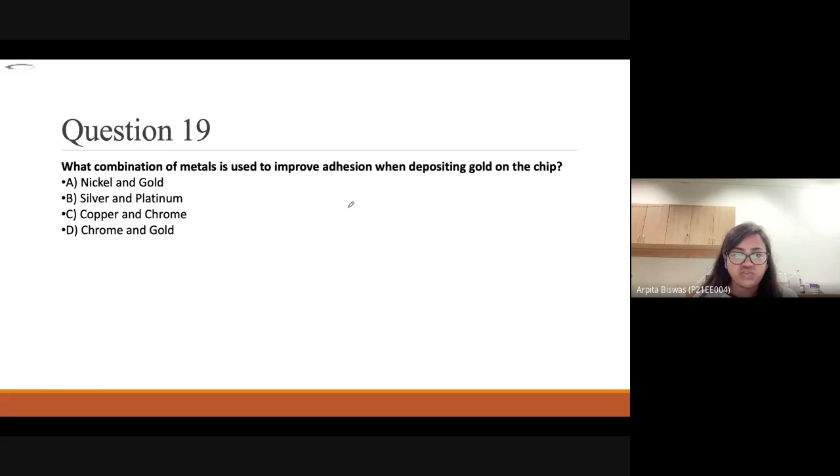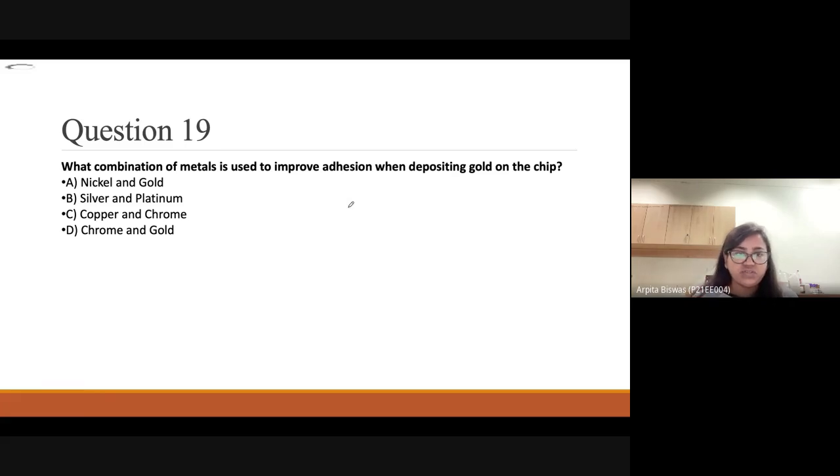What combination of metal is used to improve the adhesion when depositing the gold on the chip? If you go through the lecture, you can see that they have deposited about 215 nanometer of gold, but gold has poor adhesion. So a thin layer of some metal, around 25 nanometer, is deposited to increase the adhesion. Now the question is what combination of metal is used to improve the adhesion when depositing the gold on the chip.